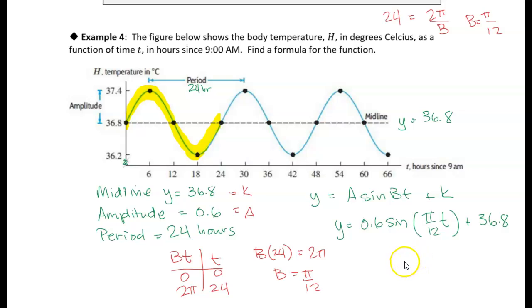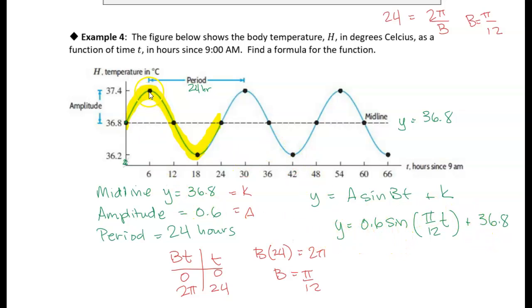Okay? So you can always check yourself if you're not sure if that's quite right. Put some values for t in. When t is equal to 0, I should get 36.8, because that's where I'm at the midline. And the same way at t equals 24, if I put in 24 for t, pi over 12 times t becomes 2 pi, and again I'm going to have 36.8. I could check any other point in between too.